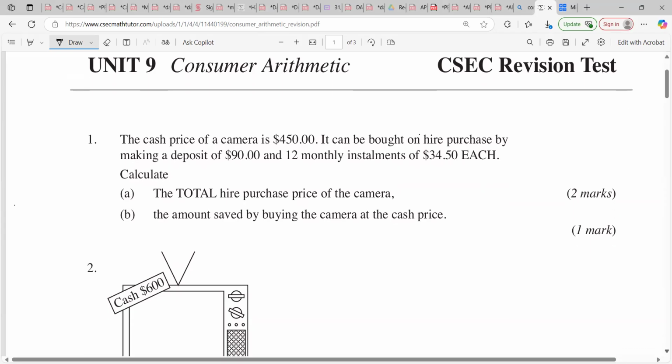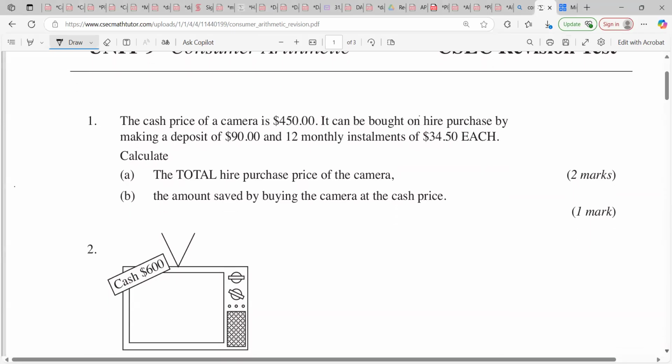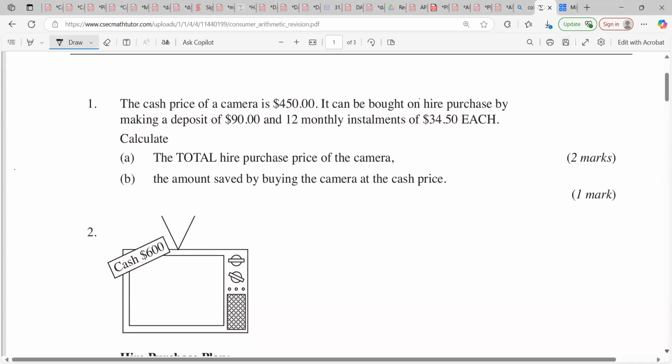All right, let's look at the question. It says the cash price of a camera is $450. It can be bought on hire purchase by making a deposit of $90 and 12 monthly installments of $34.50 each. Calculate A, the total hire purchase price of the camera, and B, the amount saved by buying the camera at cash price.